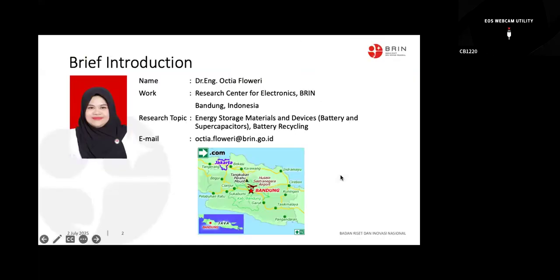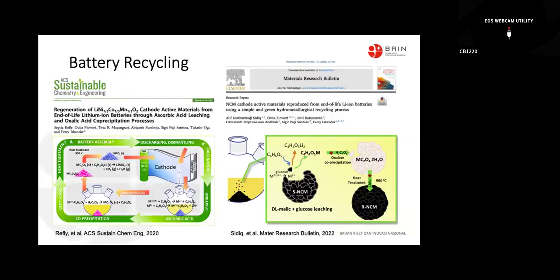My name is Oktia. I'm currently working in the Research Center for Electronics, National Research and Innovation Agency of Indonesia. My research interest is energy storage material, covering batteries, supercapacitors, and also battery recycling. But I have more interest in battery recycling, so I will introduce you to some of our works.